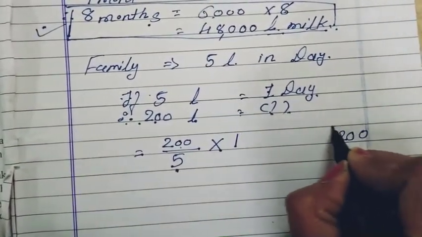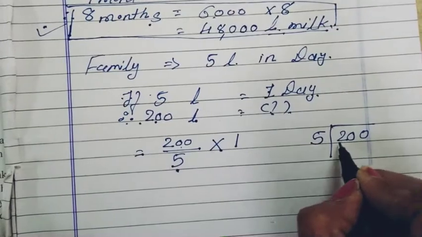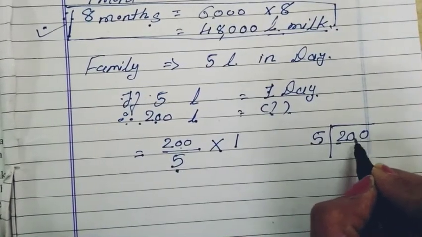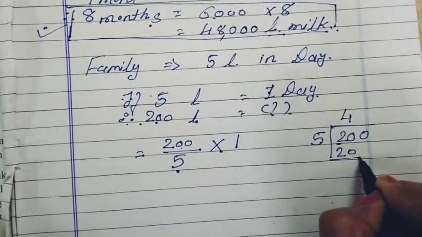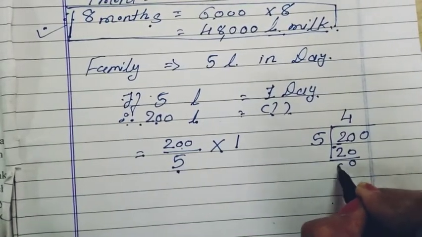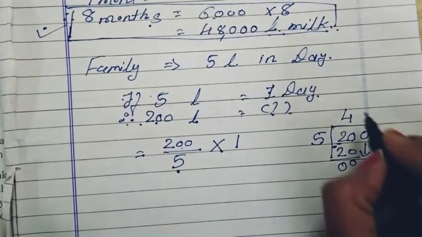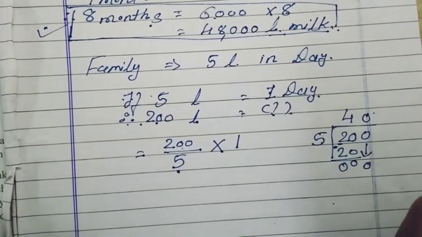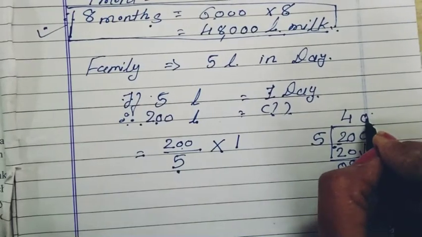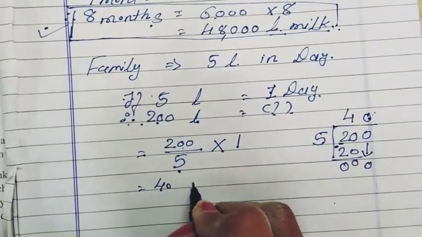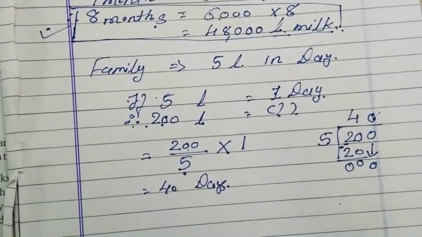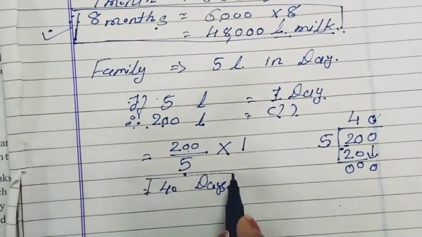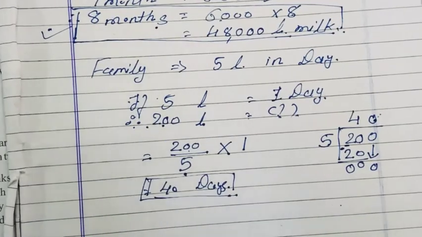Divide 200 by 5. First digit, it is smaller, so we'll take 2 digits. 5 4s are 20, subtract karenge. 20 minus 20 is 0. Upar se jo 0 laye, so upper. This 0 we will take it up. So 40 days. So we can write the number of days for consuming 200 liters of milk by my family is 40 days. 200 liter milk 40 days tak chalega.